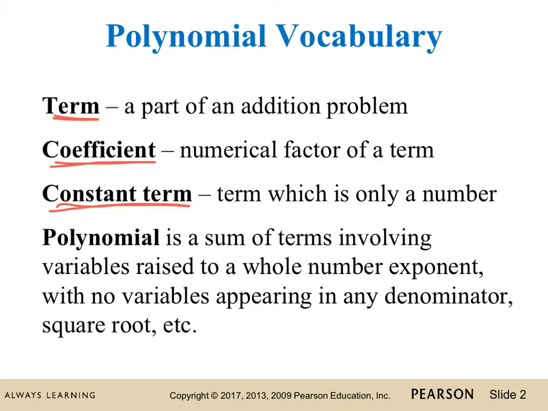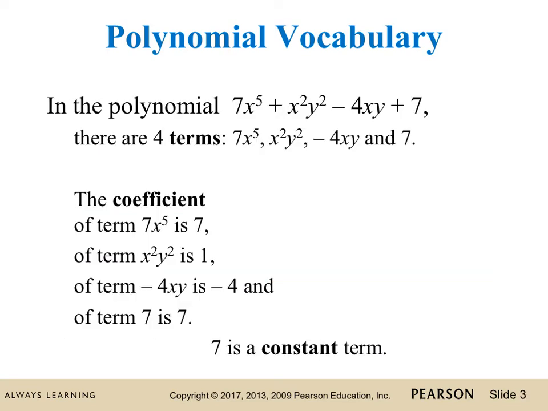And finally, a polynomial is a sum of terms involving only variables raised to whole number exponents, that's important, with no variables appearing in any denominator, square root, etc. Let's see examples. So we have a polynomial, 7x to the fifth plus x squared y squared minus 4xy plus 7. This does meet the criteria of always having whole number exponents, and there are 4 terms. I can count the terms looking between the addition and subtraction signs.